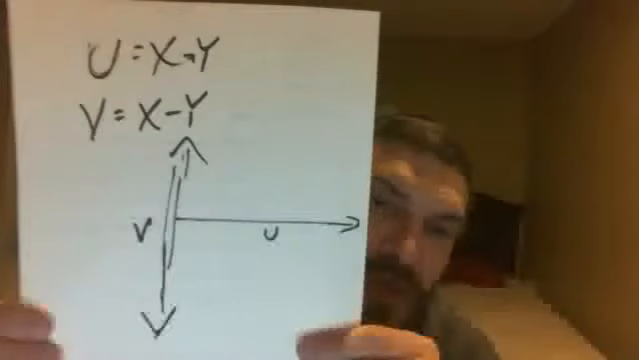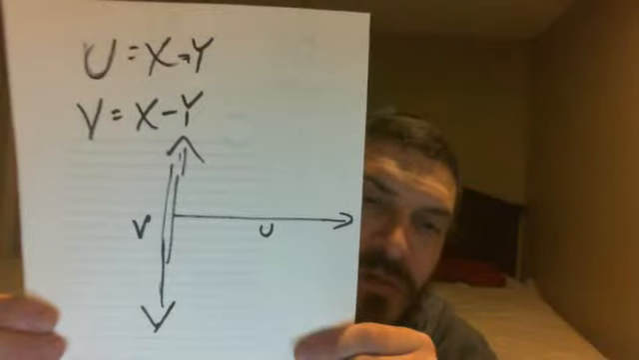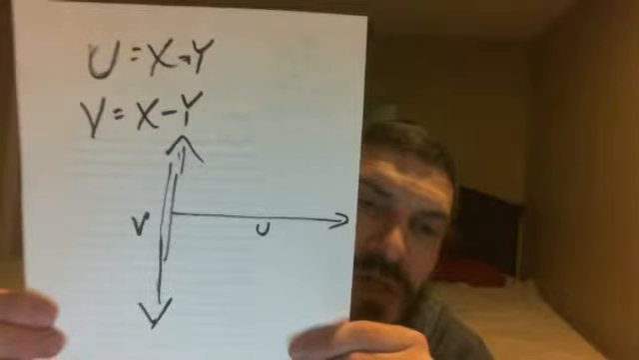Take a look at this new graph. U goes from 0 to infinite. V goes from negative infinite to positive infinite. Why? Because, as I showed you, x minus y can be any number. For example, say x is very big and y is a very small number, then it's positive. Vice versa, it's negative. So v can be anything from negative to positive.